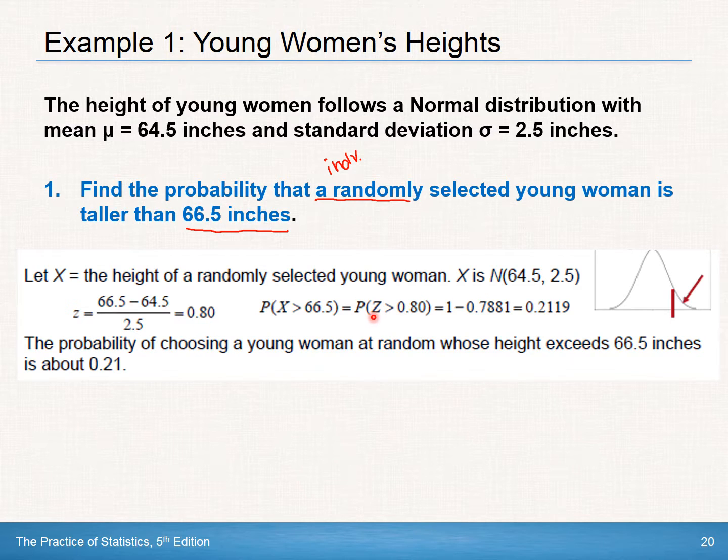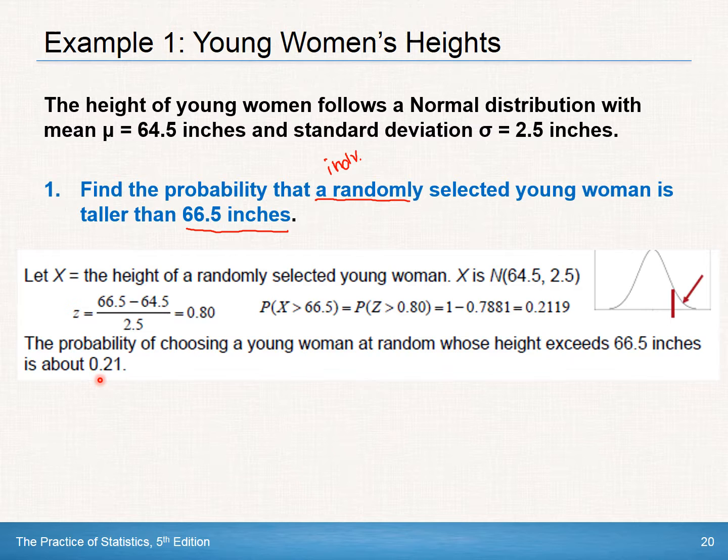Which is 0.8. The probability that z is greater than 0.8 is 1 minus this, or you don't even have to show this work here. You can just say the probability that z is greater than 0.8, use your graphing calculator, and it gives 0.2119. So the probability that it's greater than 0.8, which is all over here, is 21.19%. So the probability of choosing a young woman at random whose height exceeds 66.5 inches is only about 21%.